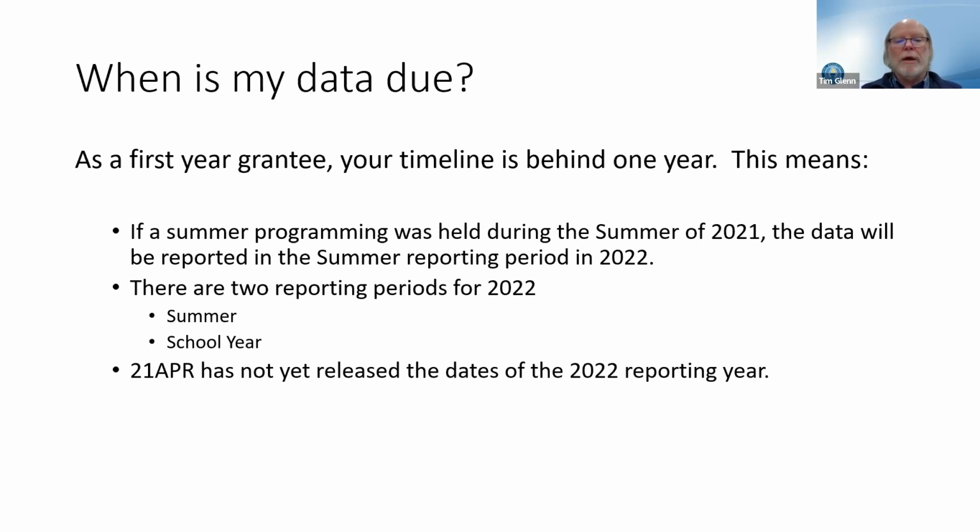So 21 APR has not released the dates of the reporting windows yet. They usually have a reporting window that's 30 days in length for a summer reporting period, and then they close that, and then they'll open it for the spring, and they'll close that, and then they'll open it for the fall. But we don't expect to get those dates until early in 2022.